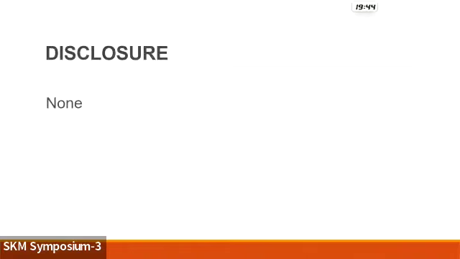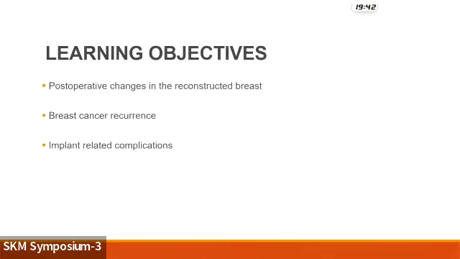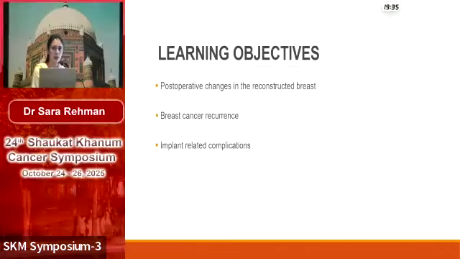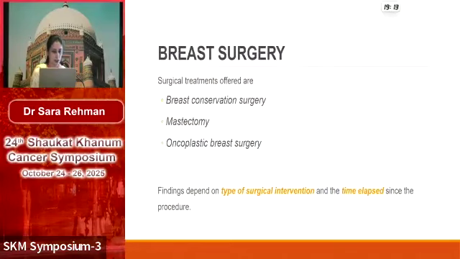I have no disclosures. Since the advances in breast cancer survival, reconstructive surgery has become an integral part of patient care. But sometimes it is difficult to differentiate normal postoperative findings from other complications or recurrence. So in this talk, I'll be focusing on three key areas: normal postoperative changes in the reconstructed breast, what is expected and how it looks on imaging; what are the suspicious findings that need further workup to exclude breast cancer recurrence; and various early and delayed implant-related complications.